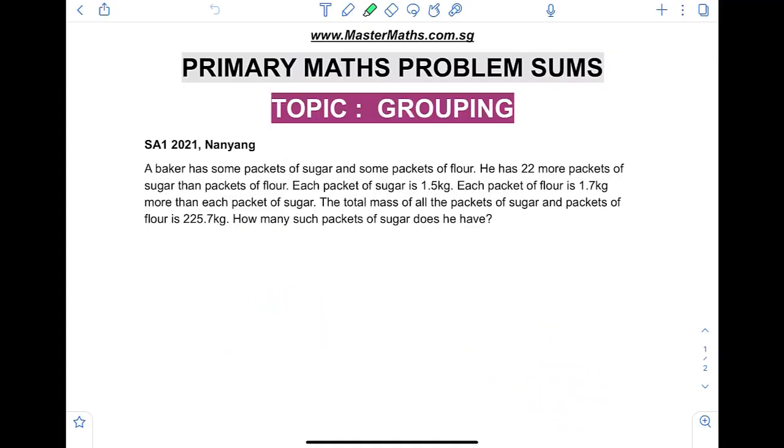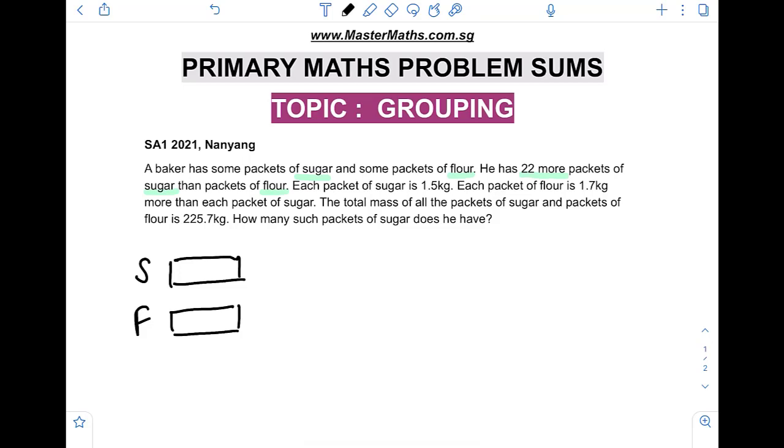A baker has some packets of sugar and some packets of flour. He has 22 more packets of sugar than packets of flour, which means if you were to draw a model for sugar and flour, sugar will be more by 22.